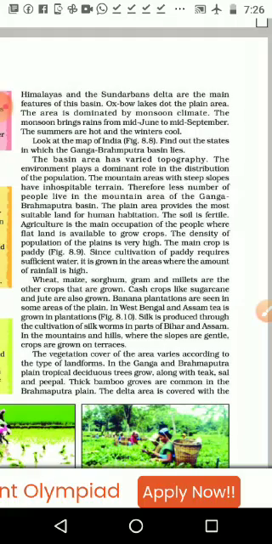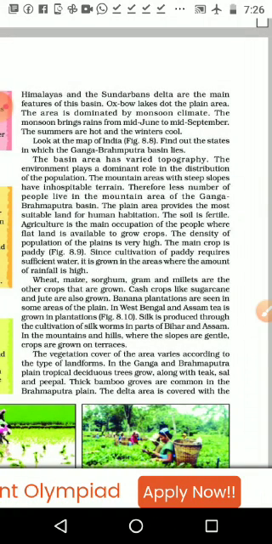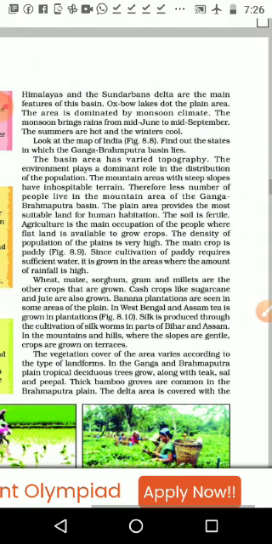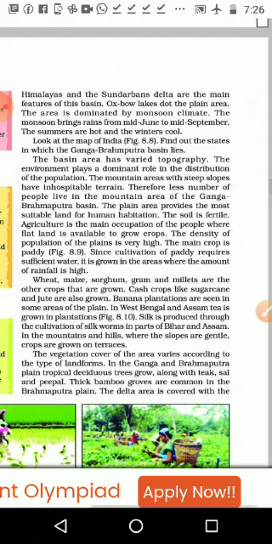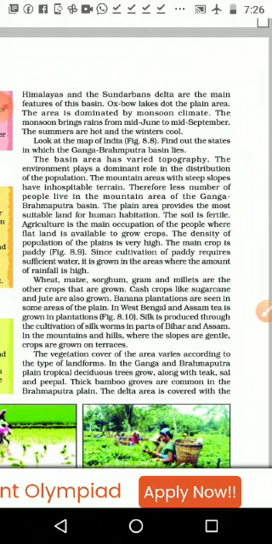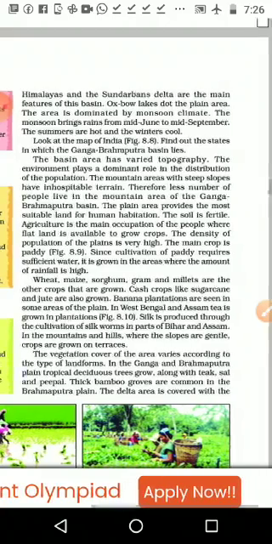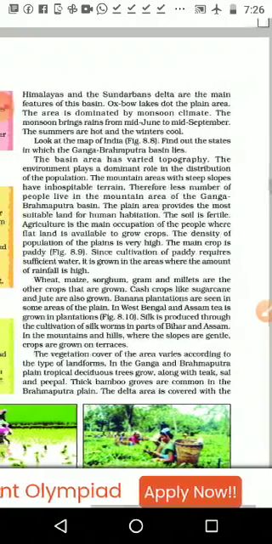So what we are saying is that the climate is more or less the same: monsoon rains, then winter and hot summer, everything is the same. But the topography plays a major role. The mountain areas with steep slopes have inhospitable terrain. There we can't predict when a landslide will happen because of the heavy rain in the monsoon season.